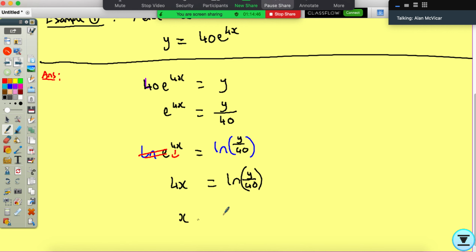And then all you need to do is divide that by 4. So ln y take away 40 over 4. And that's you done. Now, I obviously could then say to you, find the value of x when y equals 17. And you put 17 into there and then type it into your calculator. Okay, let's look at another one.